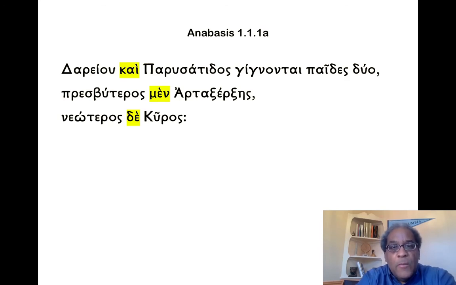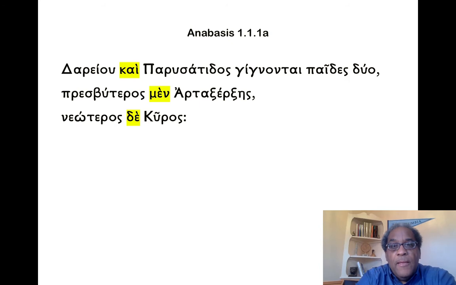So here in this first sentence, we have kai, we have a men, and we have a de. So Dareiou kai Parysatidos gignontai paides duo, presbuteros men Artaxerxes, neoteros de Kuros. So our kai obviously unites the two, Dareiou kai Parysatidos, these both being genitives, the first of the second declension, and the Parysatidos of the third. And so we start the sentence with these genitives, and they're basically genitives of origin. Dareiou kai Parysatidos gignontai paides duo. Presbuteros men Artaxerxes, neoteros de Kuros.